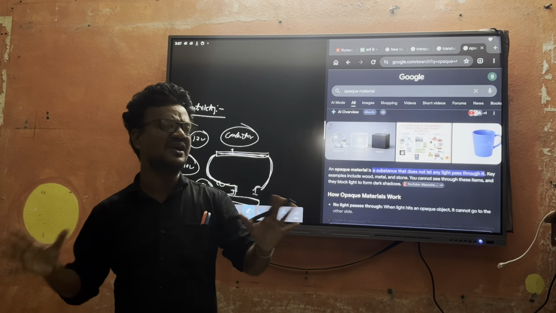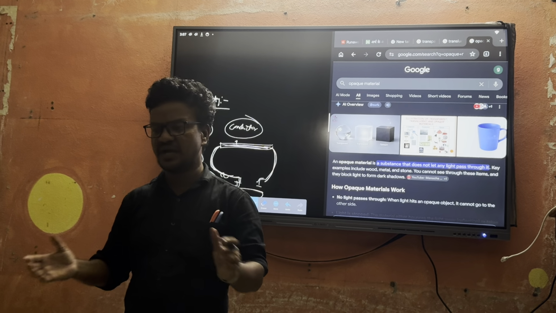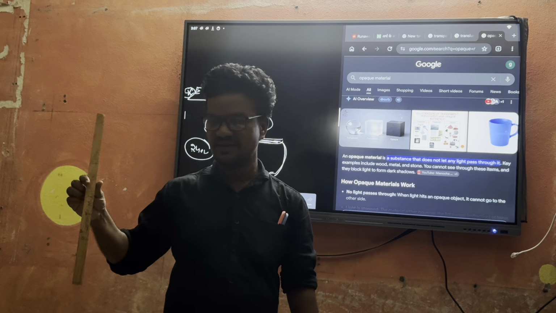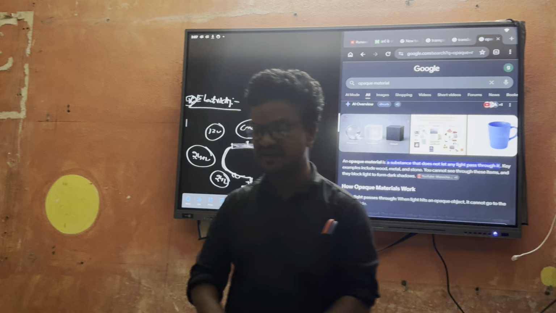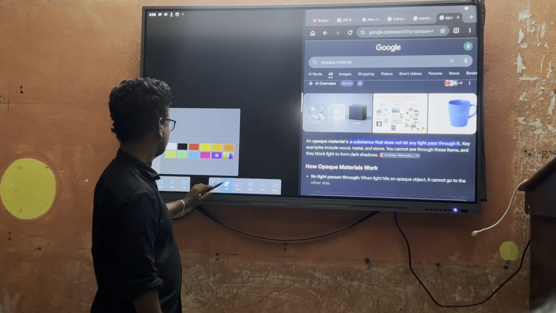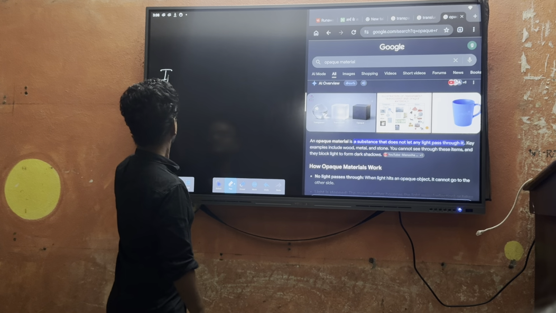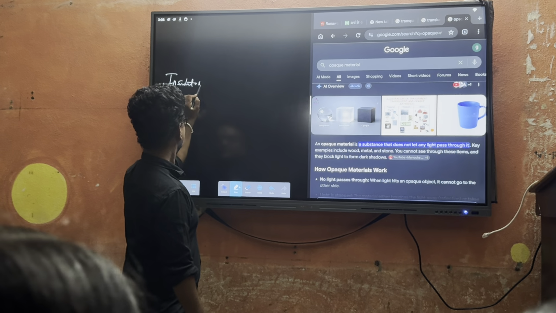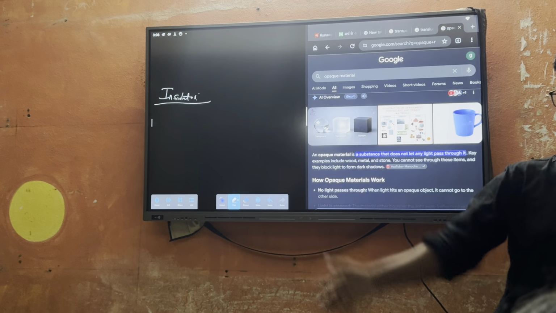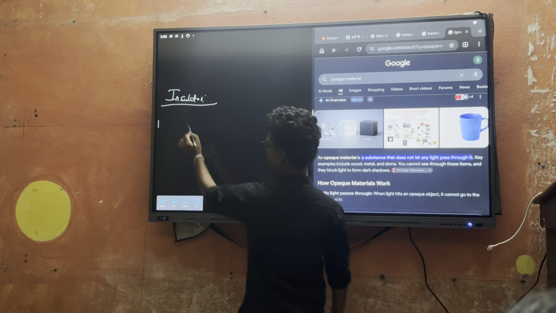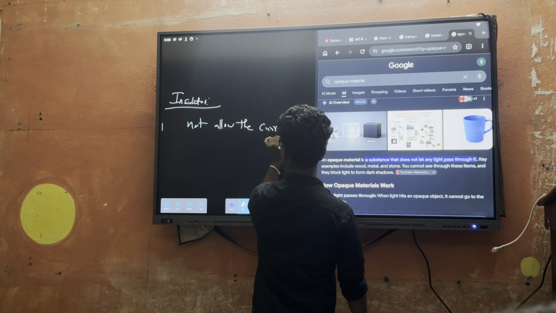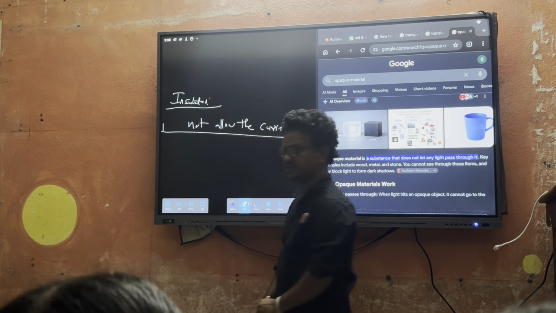That means they do not allow the current through them. Actually, these are insulators. What do you mean by insulators? Insulators do not allow the current. The material does not allow the current through it. Now these are called insulators.